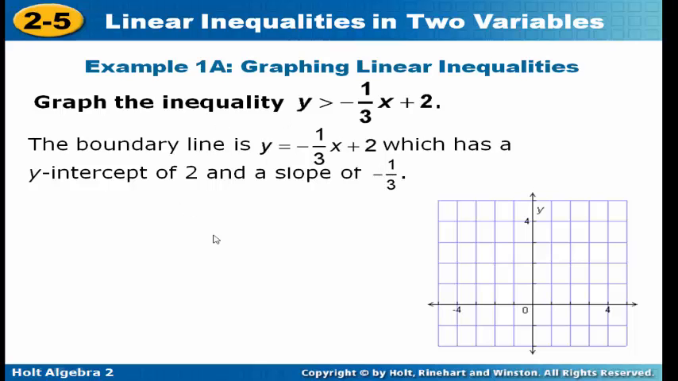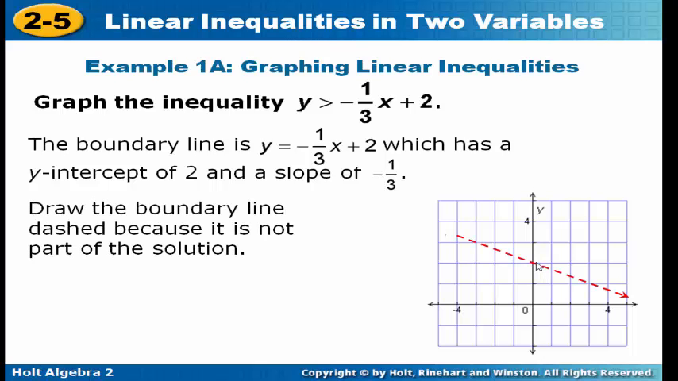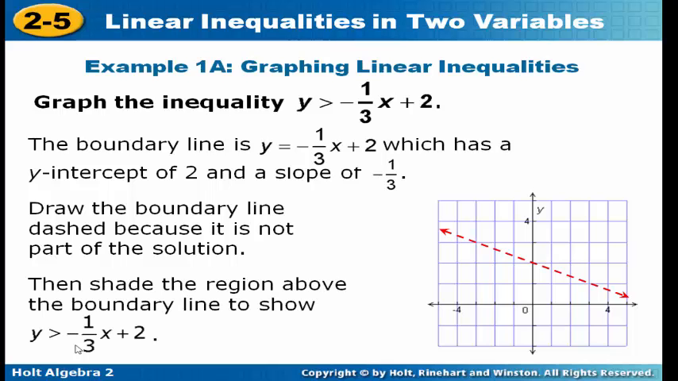Just start with the y-intercept. The y-intercept here is 2, so plot the point 0 and 2, and then use the slope negative 1 over 3. Move down 1 unit and move right 3 units. Move down 1 and then move right 3. 1, 2, 3. Now graph the boundary line. Then shade the region above the boundary line.